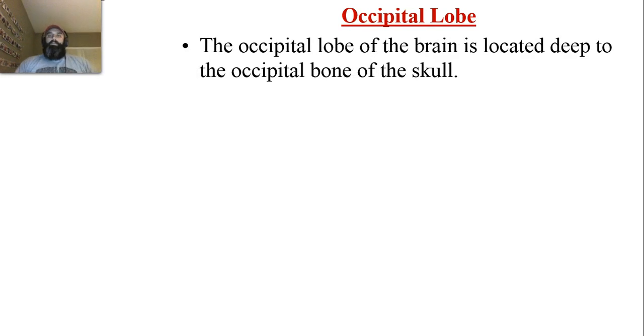The occipital lobe is located deep to the occipital bone. Have you noticed a pattern yet with all these lobes and how they're actually located deep to the skull bone from which they lie? So if you remember the skull bones when we went over those, you should have no problem remembering the location of all the lobes.